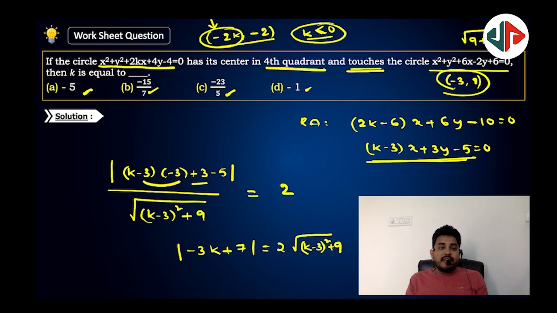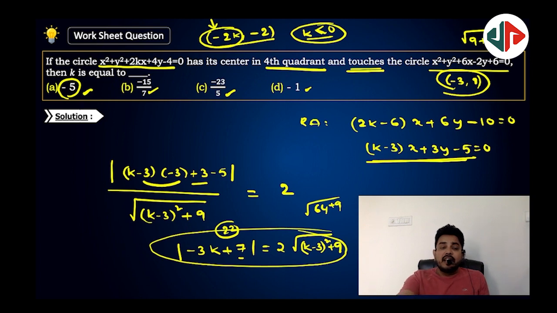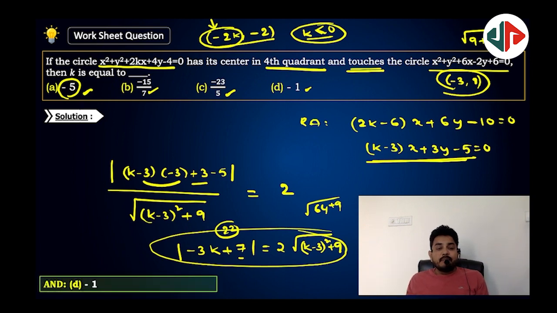So if I take k equal to minus 5, this is 15 plus 7, which is 22. But what is the other value? This value will be root over 64 plus 9, because for k equal to minus 5 you write 8. So the values are not equal even when you square them. Next one, you just simplify that, or you go for squaring on both sides. The answer is becoming minus 1.